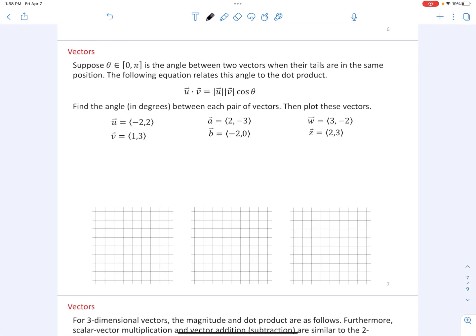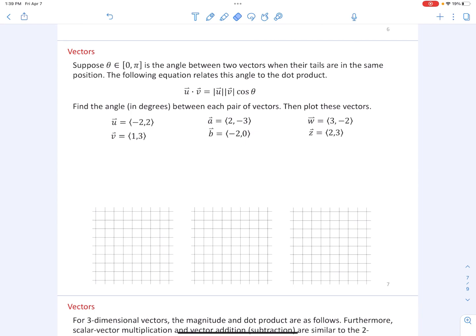Suppose theta in the range from 0 to pi is the angle between two vectors when their tails are in the same position. The following equation relates this angle to the dot product. So we have two vectors, u and v. Here's their dot product. Here are their magnitudes times the cosine of theta, where theta is the angle between the two vectors. So we're not going to prove this statement. We're just going to learn how to use it to find the angle between two vectors.